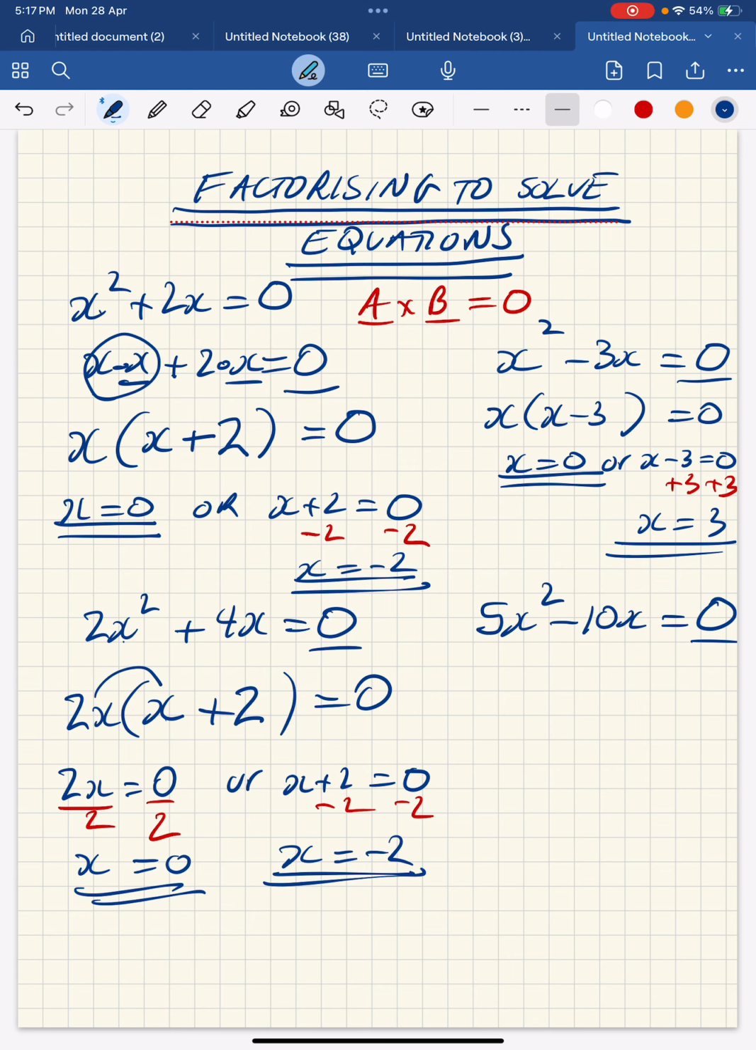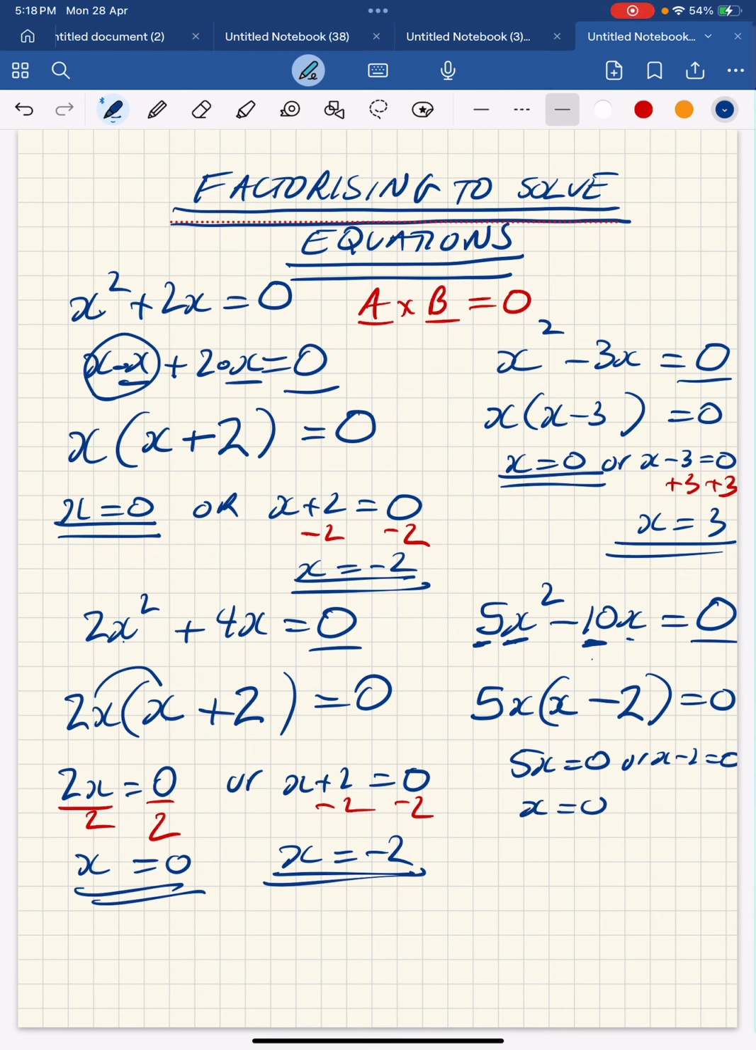And finally, this one here, I've got 5 and 10, so the common factor would be 5. Also x squared and x, so x. So 5x times by x would give me 5x squared, and 5x times by 2 would give me 10x. So we either make 5x equals 0 or x minus 2 equals 0. Go ahead and finish off: x equals 0 or x equals 2. So there you go, solving quadratic equations by factorising.